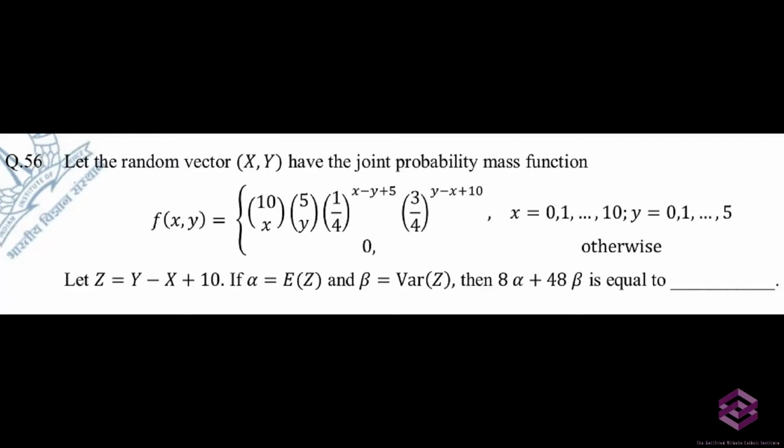In question number 56, we are given the joint probability mass function of a random vector x, y. Also, we are given a random variable z, which is defined in terms of x and y. We are asked to find out the value of an expression involving the expectation of z and variance of z.